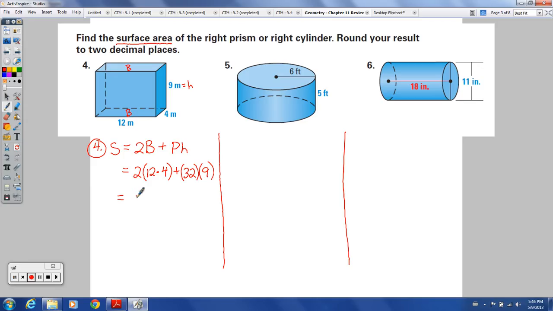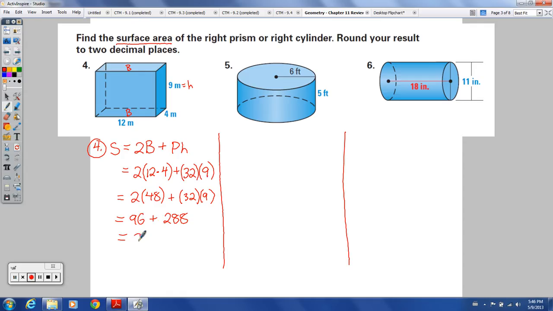And so from there, let's simplify. We've got 2 times 48 plus 32 times 9. 2 times 48, that'd be 96. 32 times 9, well, 30 times 9 is 270. 2 times 9 is 18, so that'd be 288. And if I added 100 to 288, I'd have 388.